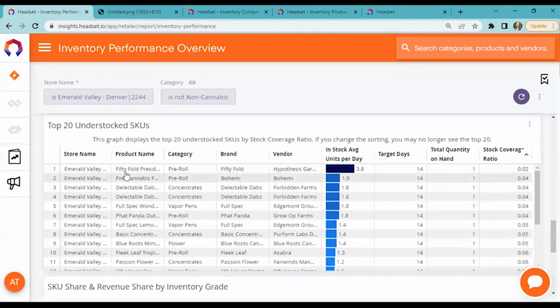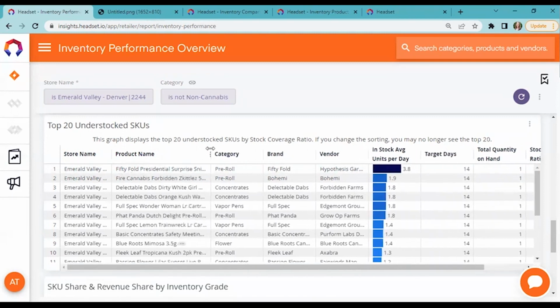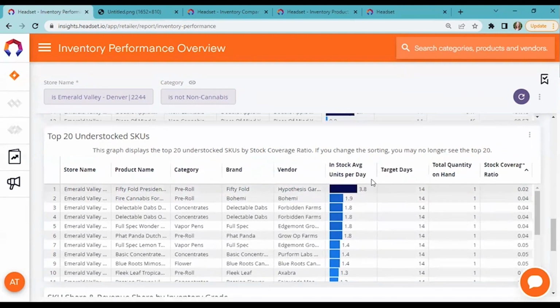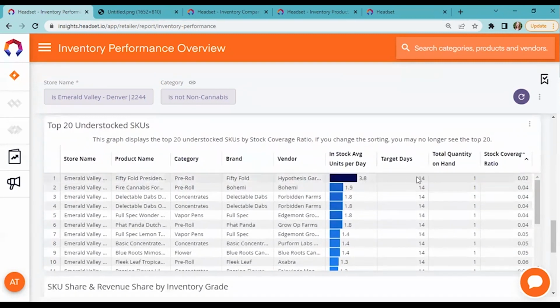So if we take a look at the first one here, this is a pre-roll. In stock average units, it sells almost 4 units per day. And you only have one on hand. So you definitely can't cover the next 14 days. You would likely want to consider reordering this, especially if it's selling pretty quickly. It has a high sale velocity.